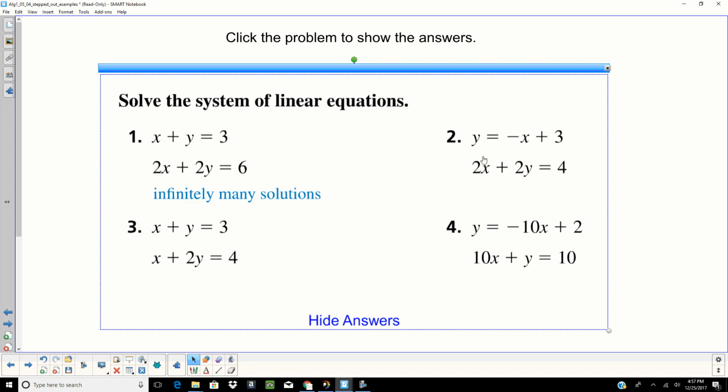Number 1 is infinitely many. Number 2 is no solution. Number 3, you just have one solution. It's 2, 1. And on number 4, it's no solution.